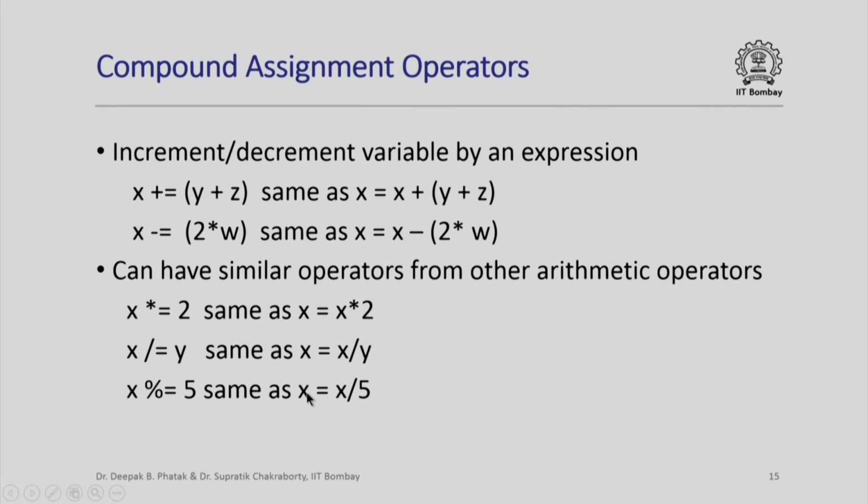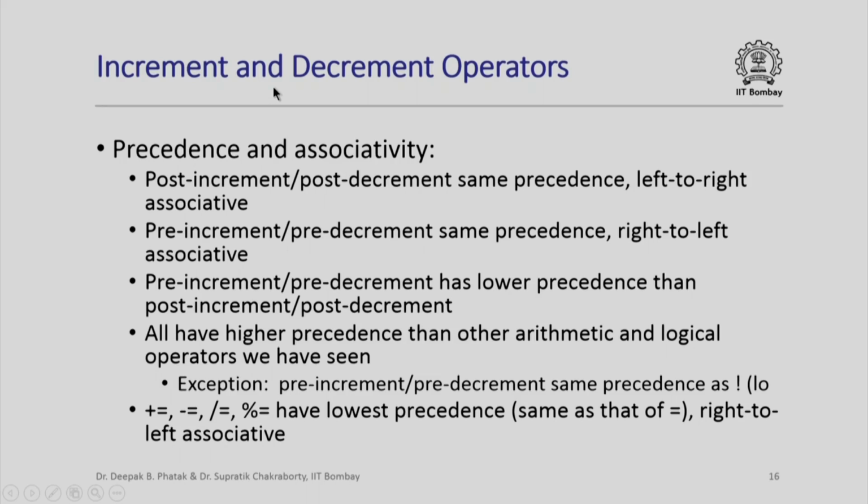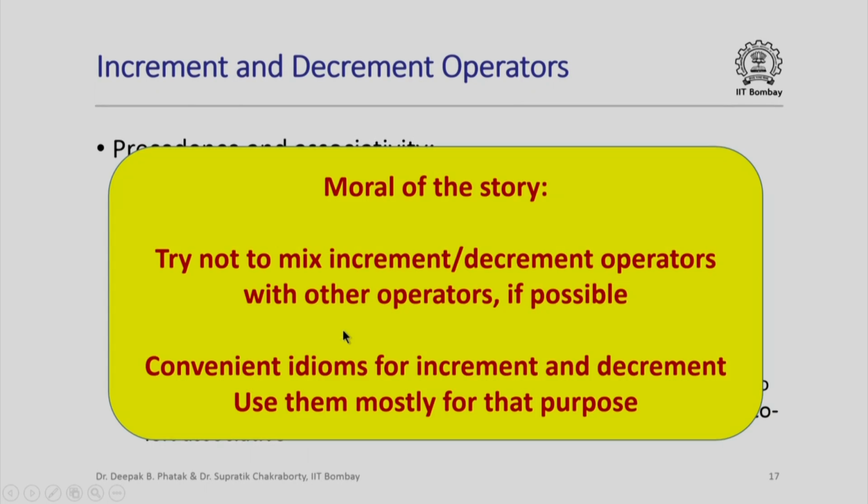Now with so many kinds of assignment operators, increment operators, decrement operators, we need to worry about their precedence and associativity. I do not want to go through this slide, you can read it at your leisure, because this is just taken from the C++ standard, which says this has the same precedence as that, this has higher precedence than something else, this is left to right associative, something is right to left associative, and it's a lot of complication. The moral of the story here is that try not to mix increment decrement operators with other operators if possible. The precedences and the associativities are quite complex. These operators are provided as convenient idioms for incrementing and decrementing, use them mostly for that purpose.